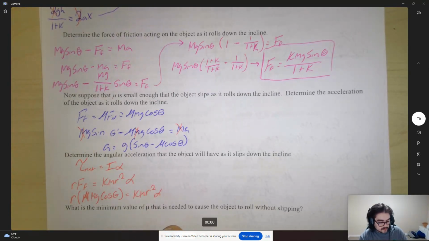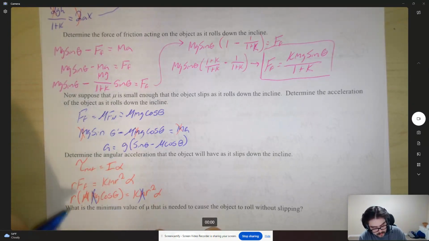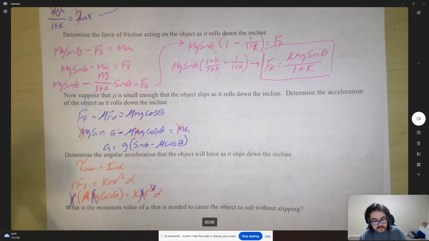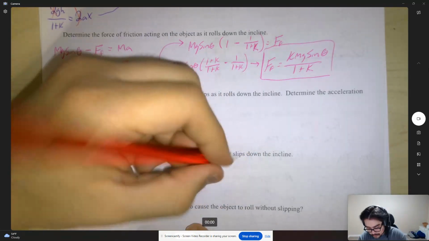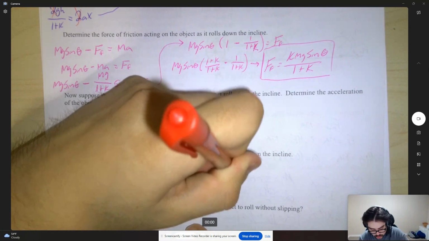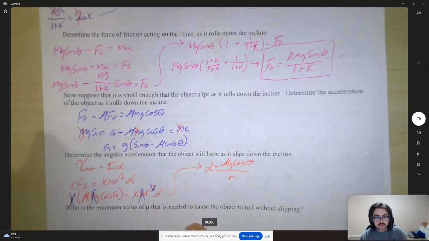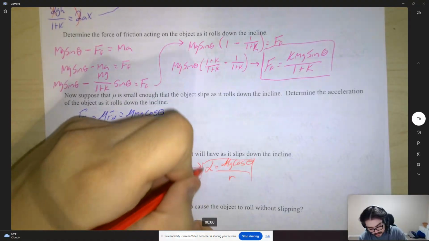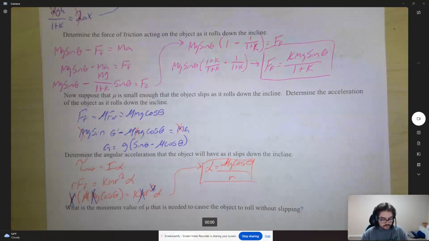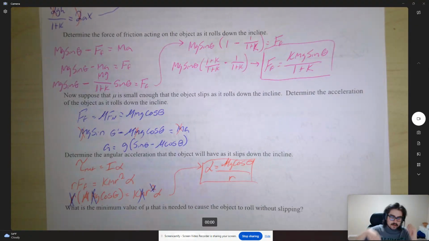And what you'll notice is that you've got m on both sides, and you've got one r that you can cancel out. You will end up getting alpha equals mu g cosine theta over r. Not quite the same as the previous problem, with just r on top of it.